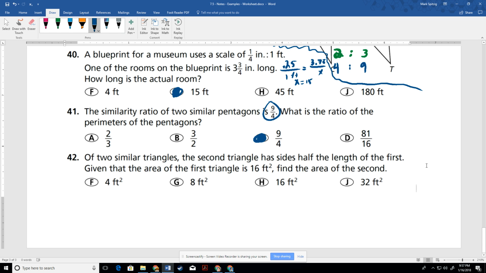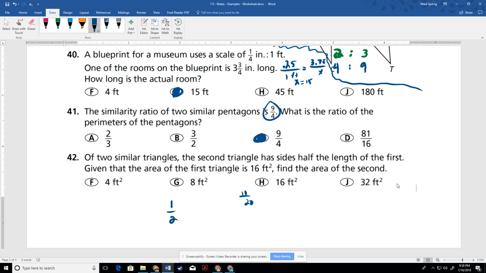Okay. Two similar triangles: the second triangle has sides half the length of the first. Given that the area of the first triangle is 16 feet squared, find the area of the second. So basically, it's telling me that they have a ratio of 1 to 2, right? If it's half as big as the first, whatever the sides are in the first one, let's say it was 20, the second one will be half. So it's going to be 2 to 1 or 1 to 2.